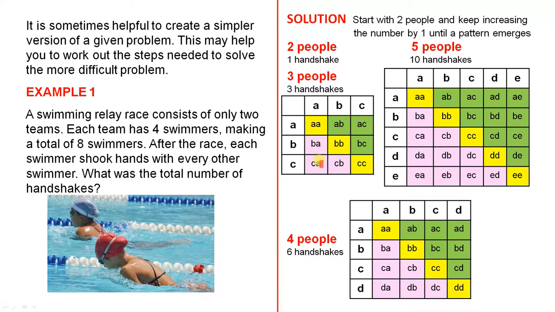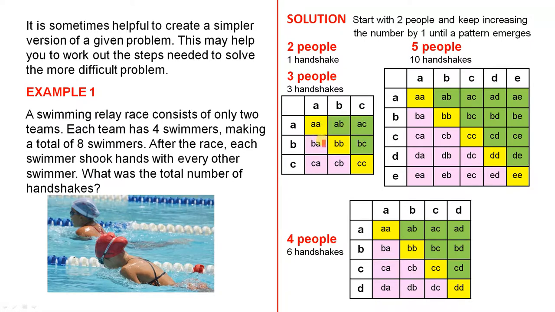So this represents 2 people. That's all that represents. We do the same here. AB, BB and CB, AC, BC and CC. Remember, there are only 3 people, A, B and C. And these represent the 2 people who shook hands.